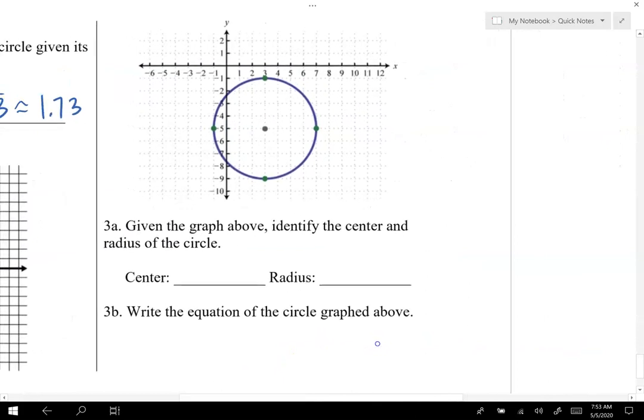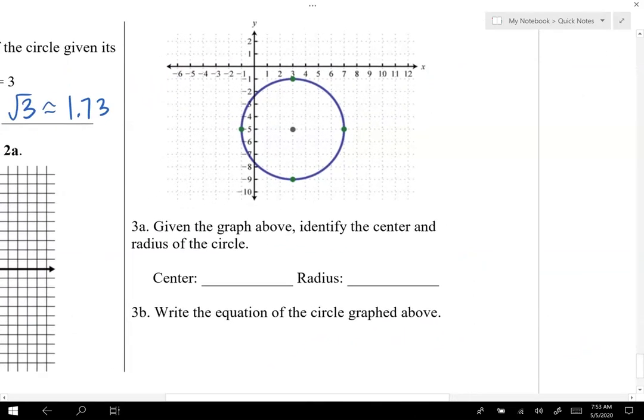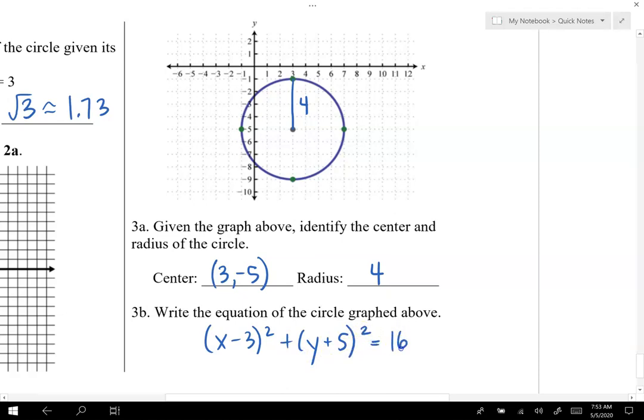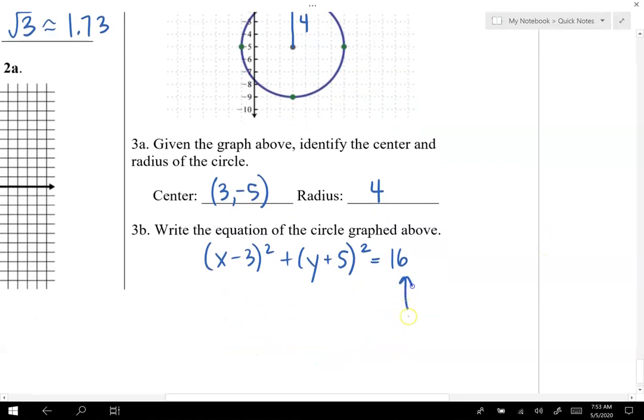Number 3, you're going to pause, try it out, and then come check in with me. All right, the center here is (3, −5). The radius is, if I count this way, 4. So your equation is (x − 3)² + (y + 5)² = the radius squared. So 4 squared is 16. Remember, this number comes from squaring the radius.